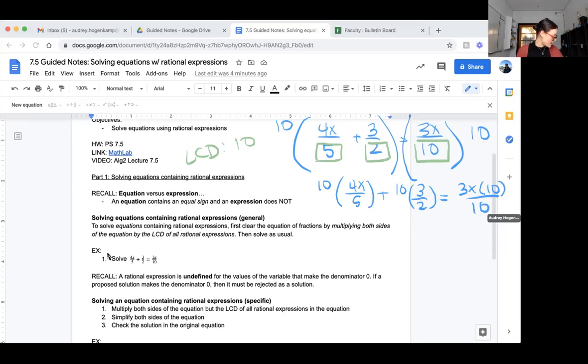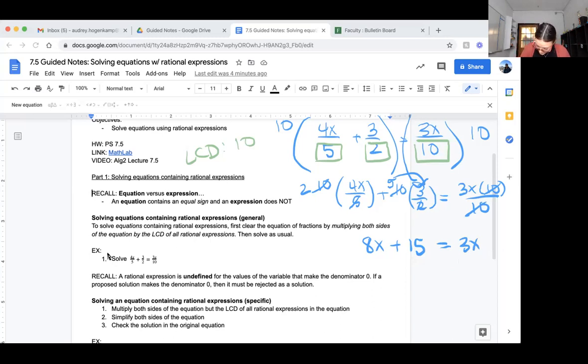And now we can go ahead and simplify that a little bit, right? Because 10 over 5 is going to be 2, 10 over 2 is going to be 5, 10 over 10 is going to cancel. So now I have 2 times 4x, which is 8x, plus 5 times 3, which is 8, or excuse me, 5 times 3 is 15. I don't know where I got 8 from right there. 5 times 3 is 15, is equal to 3x.